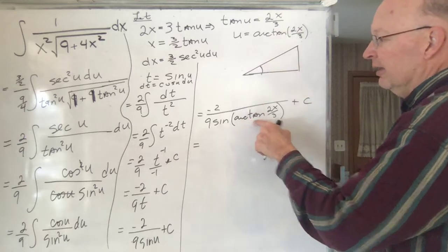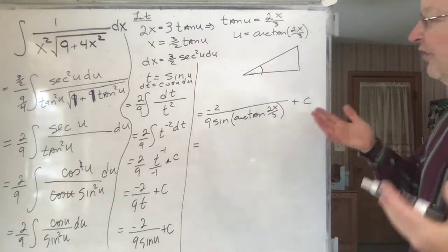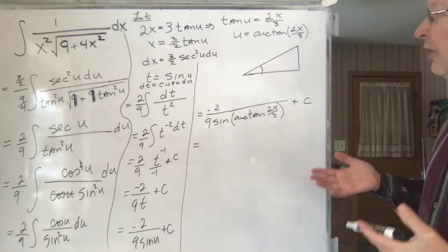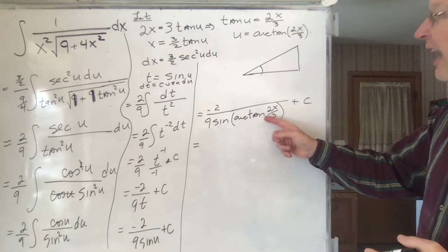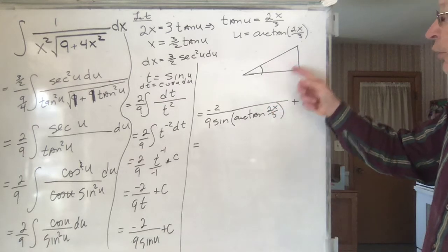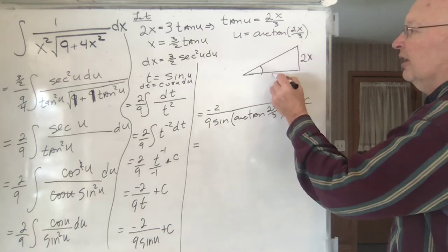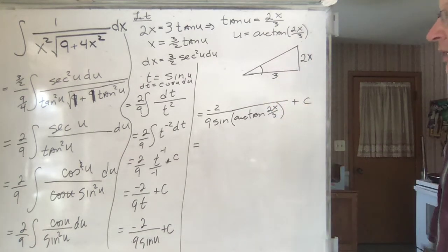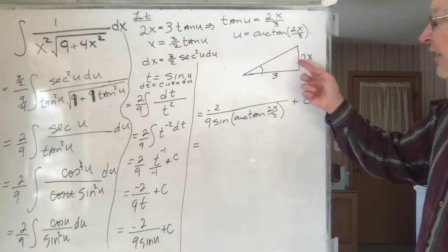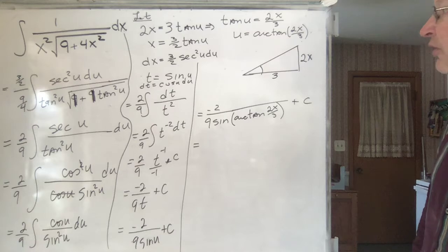Here's this angle. It's the arctangent of 2x over 3. What's the easiest way in the world to make an angle whose tangent is 2x over 3? I want an angle whose tangent is 2x over 3. Heck, make this 2x and make that 3. Agreed? That's what the tangent is. It's opposite over adjacent. So there's an angle whose tangent is 2x over 3.